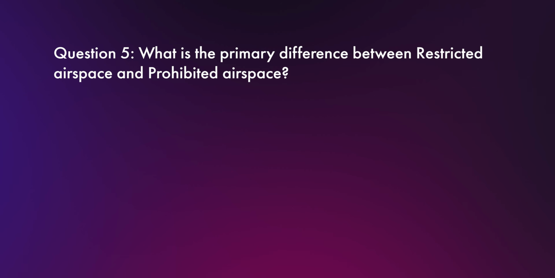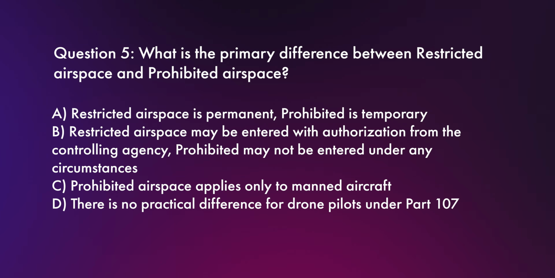Question 5. What is the primary difference between restricted airspace and prohibited airspace? Is it A. Restricted airspace is permanent, prohibited is temporary? B. Restricted airspace may be entered with authorization from the controlling agency. Prohibited may not be entered under any circumstances. C. Prohibited airspace applies only to manned aircraft. D. There is no practical difference for drone pilots under Part 107.